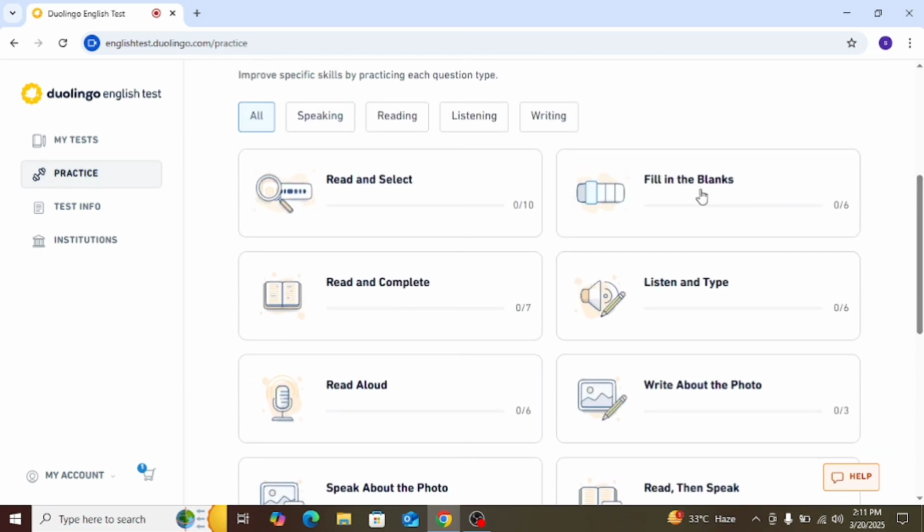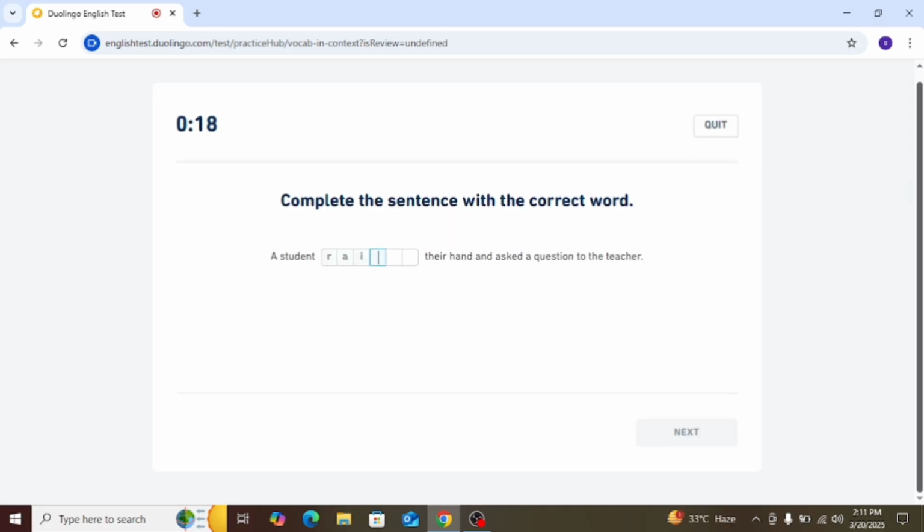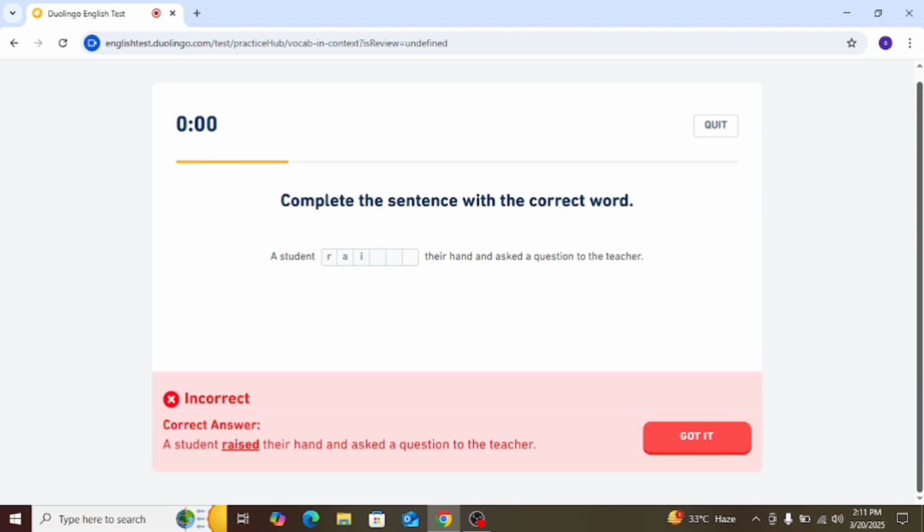Now I want to go with fill in the blanks. There is a sentence with an incomplete word. At first, a student raised their hand and asked a question to the teacher. So we have to choose a good, best answer for this unfinished word. For example, you can see here the right answer.